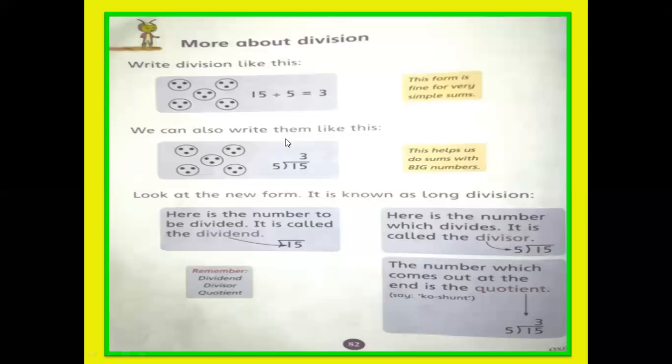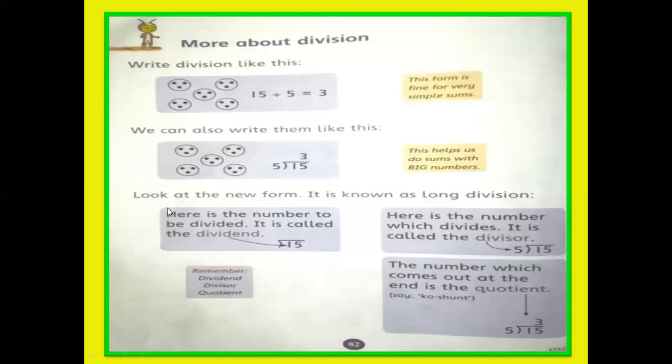We can also write them like this. If your sums are big, meaning the numbers used in the questions are big, then you can use this style. You write 15 and then this symbol, and then write 5 here. So 15 divided by 5. Same, read the table of 5. 5 ones are 5, 5 twos are 10, 5 threes are 15. So write 3 above. 5 threes are 15.